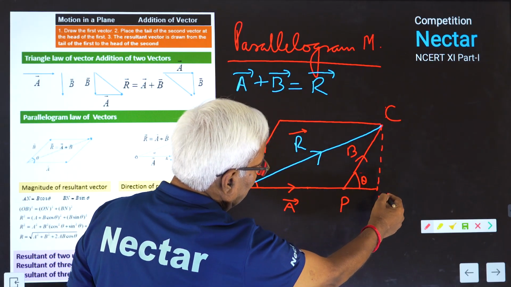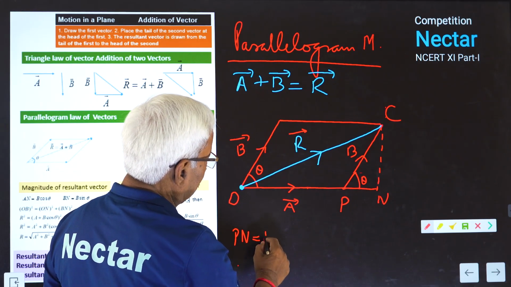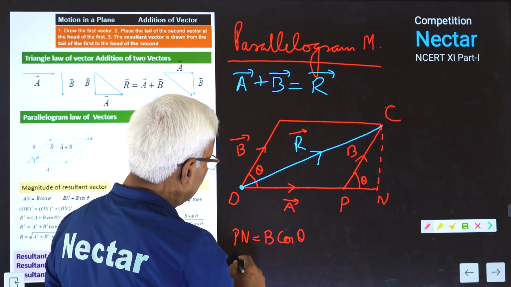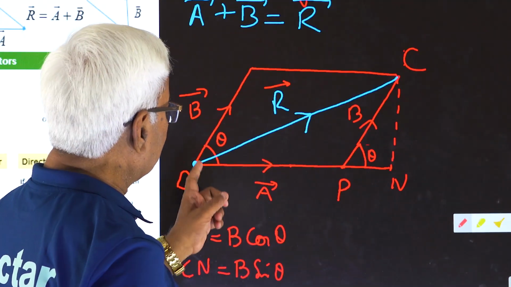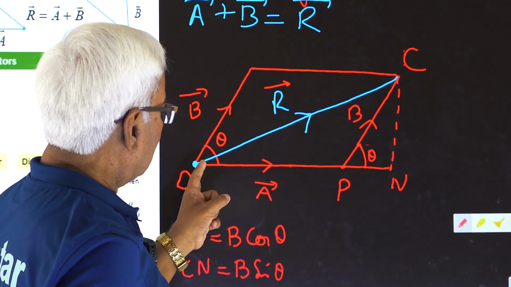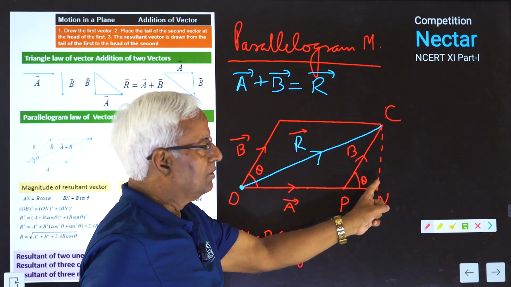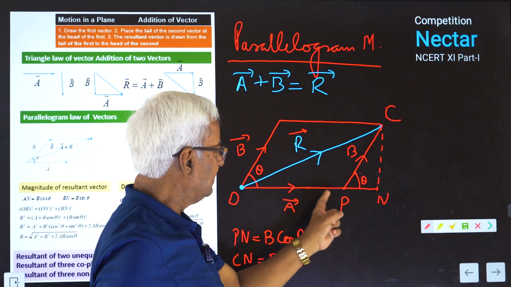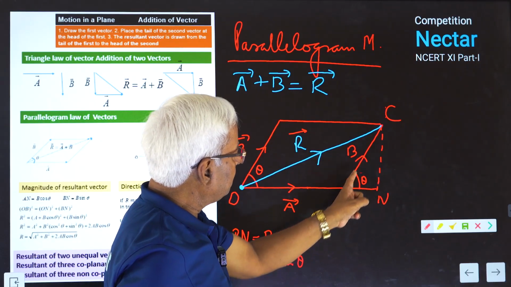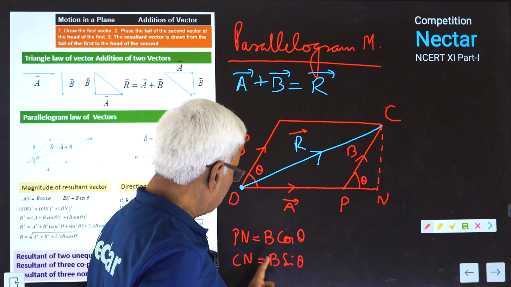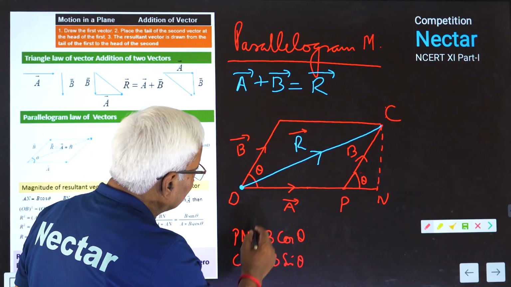See, CN will be equal to B sin theta and PN will be equal to B cos theta. You consider this triangle. How has this triangle been prepared? Actually, this side OP was stretched and a perpendicular was drawn from C on this extended OP. This is CN. In triangle PCN, you will have CN equal to B sin theta and PN equal to B cos theta.